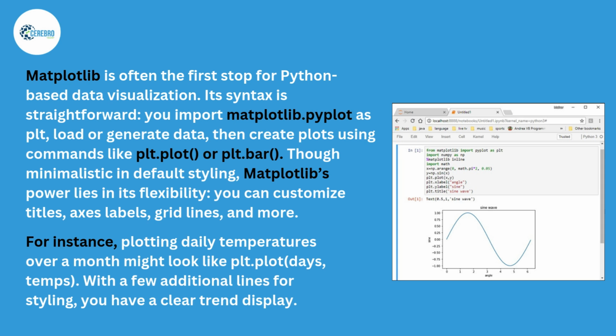Though minimalistic in default styling, Matplotlib's power lies in its flexibility. You can customize titles, axis labels, grid lines, and more. For instance, plotting daily temperatures over a month might look like plt.plot(days, temps). With a few additional lines for styling, you have a clear trend display.